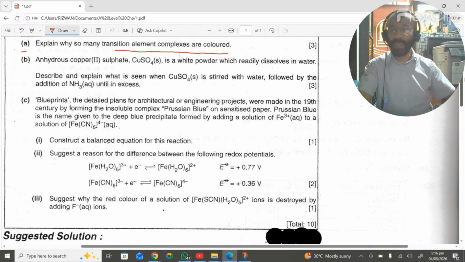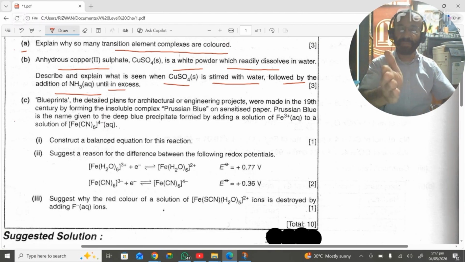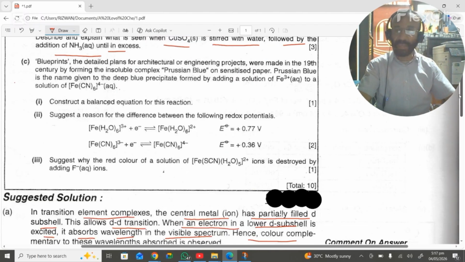Okay, part B of the question: anhydrous copper sulfate is a white powder which readily dissolves in water. Describe and explain what is seen when copper sulfate is stirred with water, followed by the addition of aqueous ammonia until in excess. So copper sulfate first will be stirred with the water, and then ammonia will be added to it.